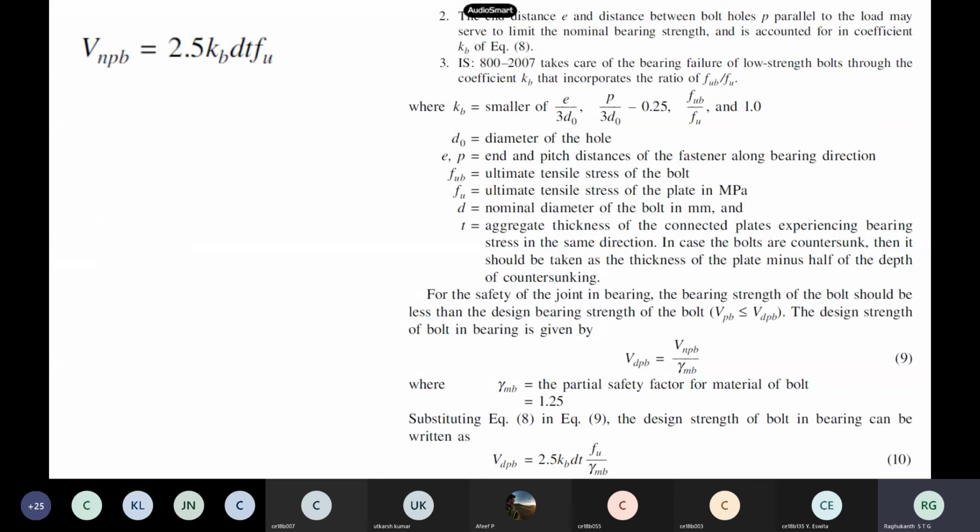This is the same thing, given in our IS code. I have just copied it here. dt is my bearing area. So I have fu, and then kb, which you followed. You take the smaller of these, and whichever is small, you use that value. Finally, the design value is obtained by dividing by the partial safety factor, which is provided in the table given in the code itself. This way you can find out the bearing strength of a bolt.